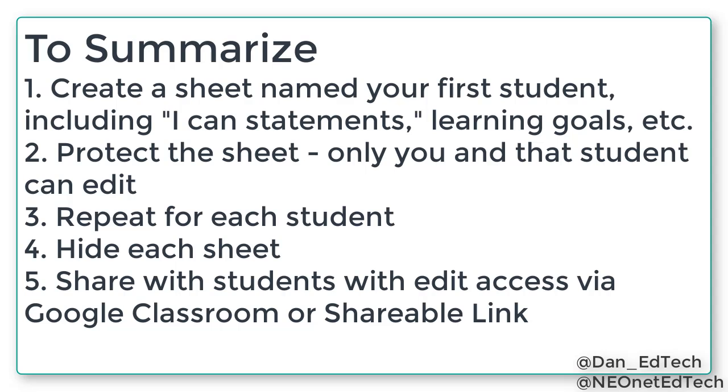So a couple of things to summarize. One, we want to create a sheet named your first student. So in my case, it was Andrew. And then we'll want to have all of those I can statements and learning goals, etc. Then we'll protect the sheet, so only you, the teacher, and that student can edit. And then you're just going to repeat for each one of your students. Then you'll just hide each one of those sheets, so the only thing that you see is your directions. Then you'll share it out with all of your students with edit access through Google Classroom or just a shareable link.